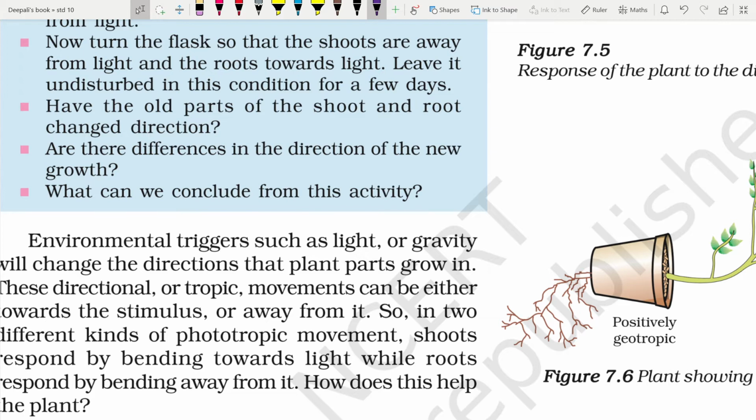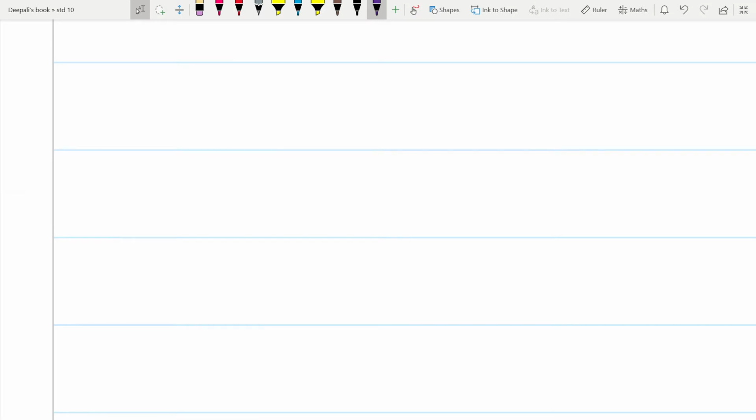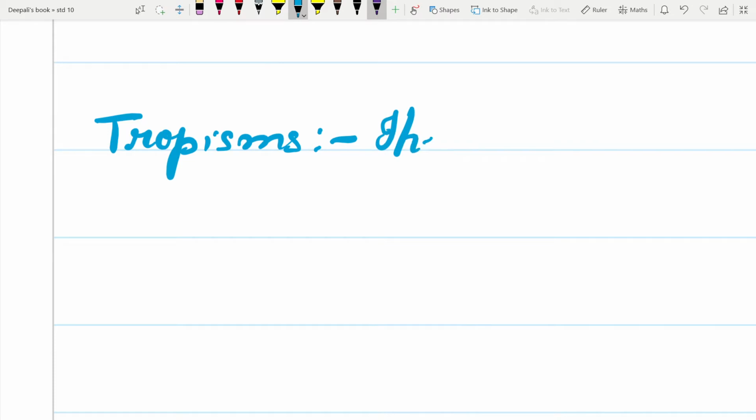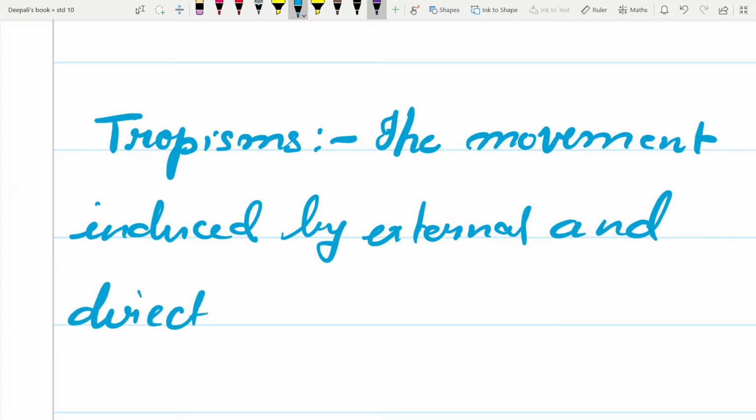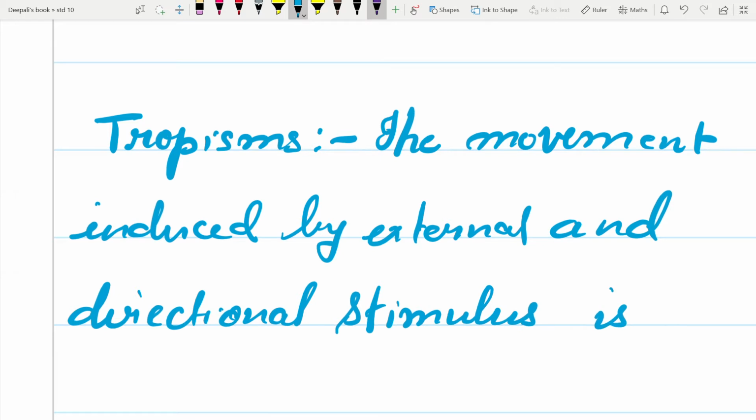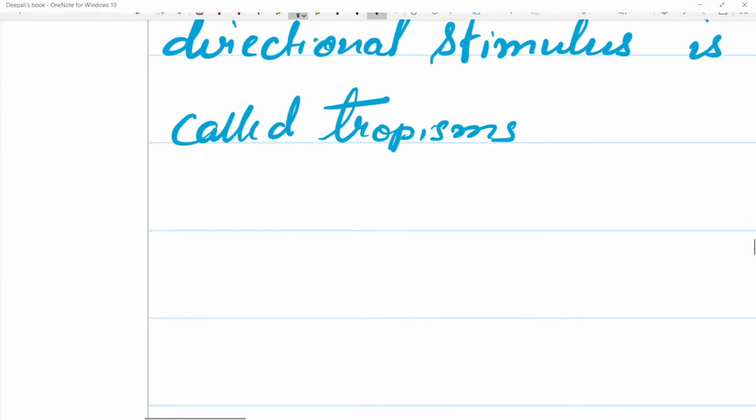Now, what is meant by tropism? The word tropism means if the movement in a plant organ is induced by an external and directional stimulus, it is called tropism or tropic movement. The movement induced by external and directional stimulus is called tropism. And there are various types of tropism depending on the stimuli.